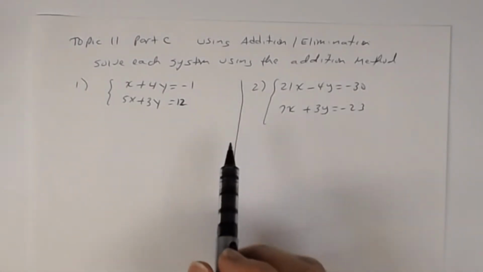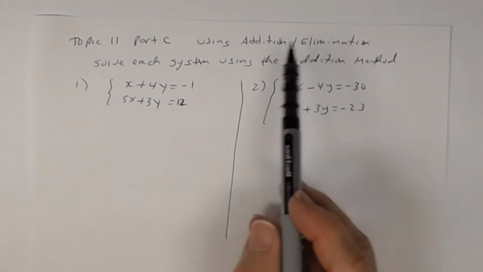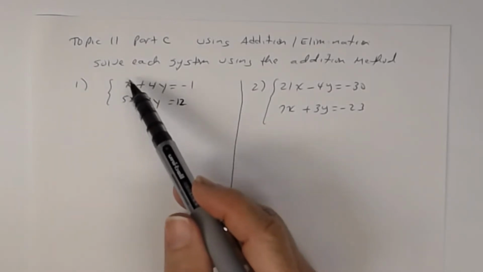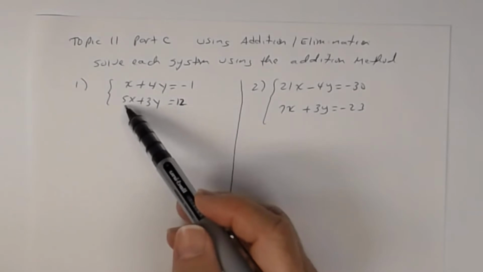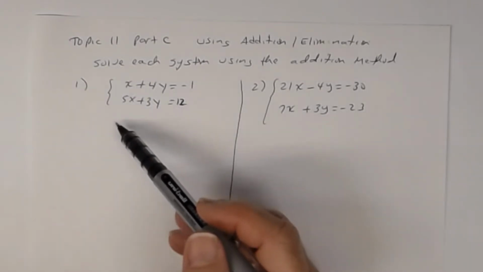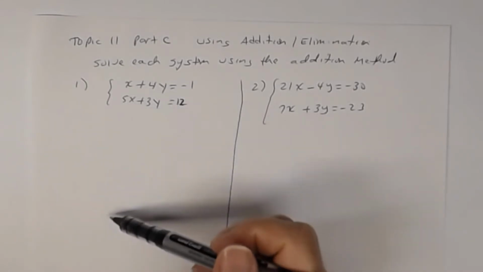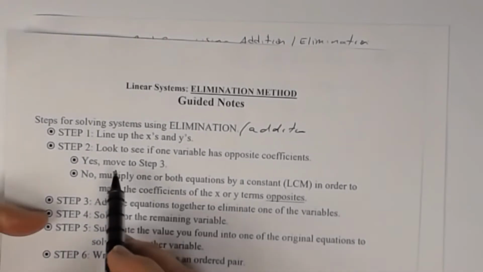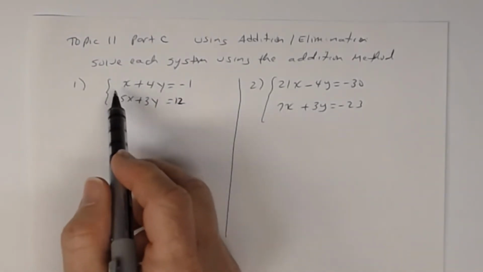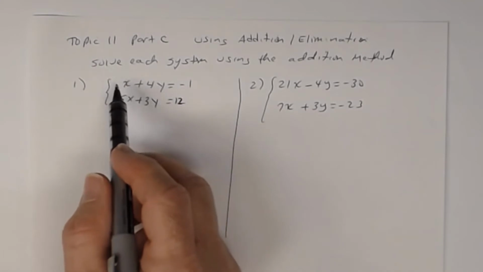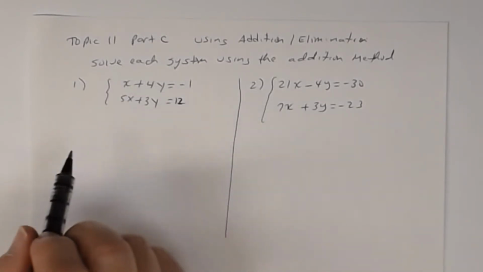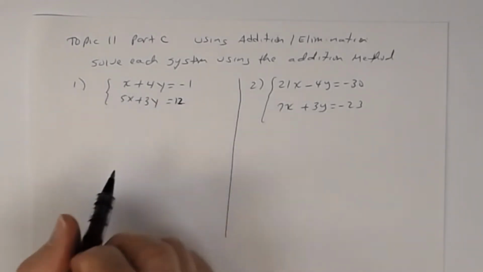Now listen carefully. The idea when using addition elimination is this: when you add the two equations together, you want either the x's to be eliminated or the y's to be eliminated. So when I add those, x plus 5x is 6x, so the x's are not eliminated. 4y plus 3y is 7y, so the y's are not eliminated. Step 2 says look to see if one of the variables has opposite coefficients. In order for them to be eliminated, if this is a 5, this has to be a negative 5. That way, when you add them up, the x's go away, or the y's go away. Not both, but one of them.